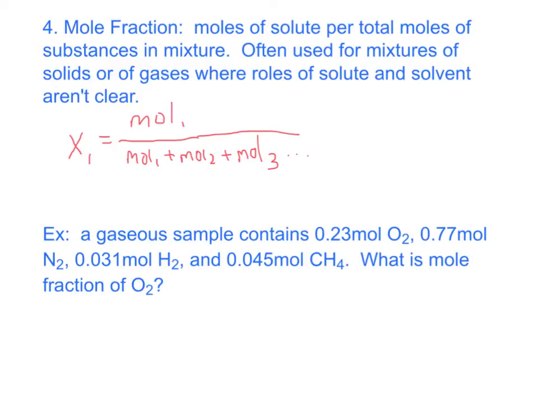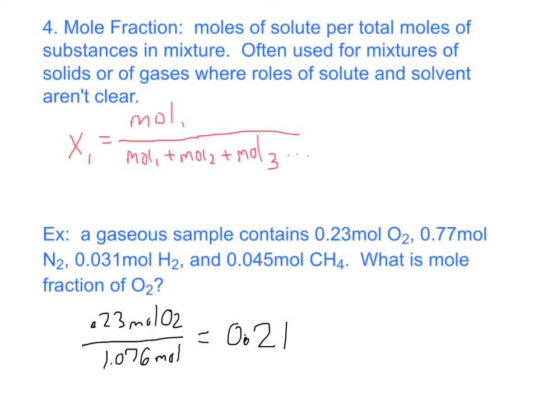The top one is going to be 0.23 moles of O2. We're going to divide it by the sum total of all of them, which adds up to 1.076 moles of gas total in the mixture. That equals 0.21. Now what unit would go on that? All your moles cancel out, so nothing. So the mole fraction is 0.2102. That's 0.21 moles of O2 per mole of mixture, but that's the mole fraction.